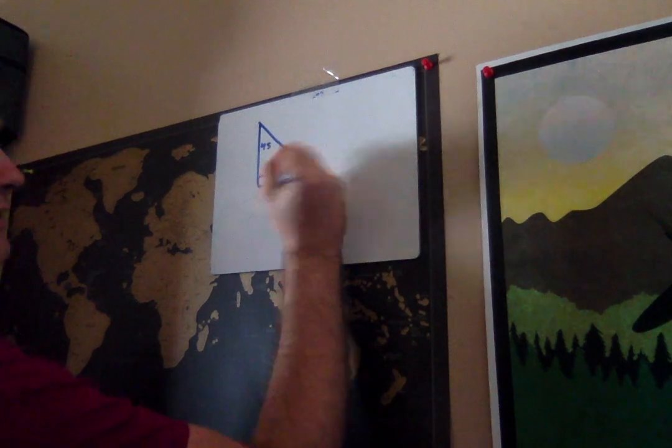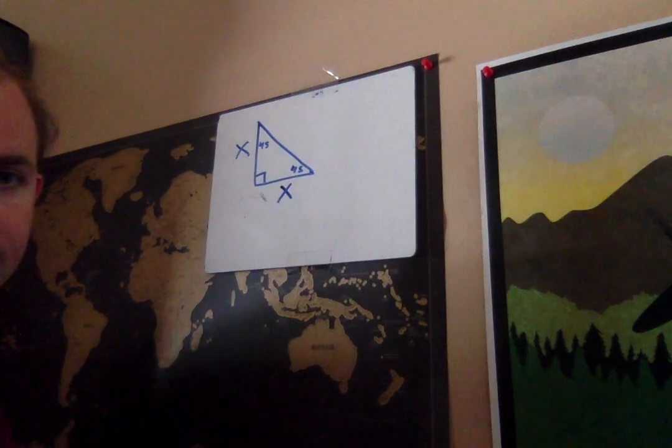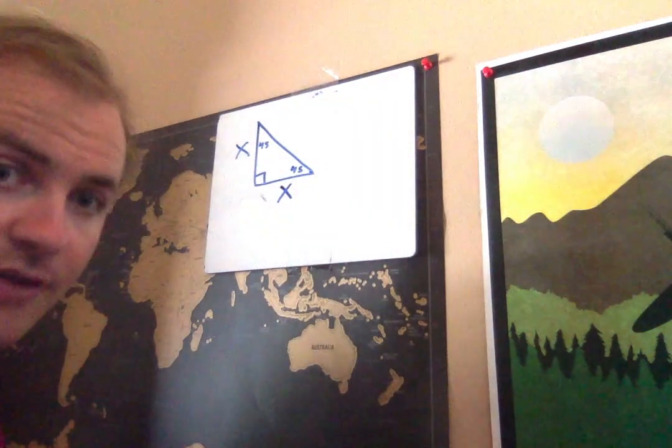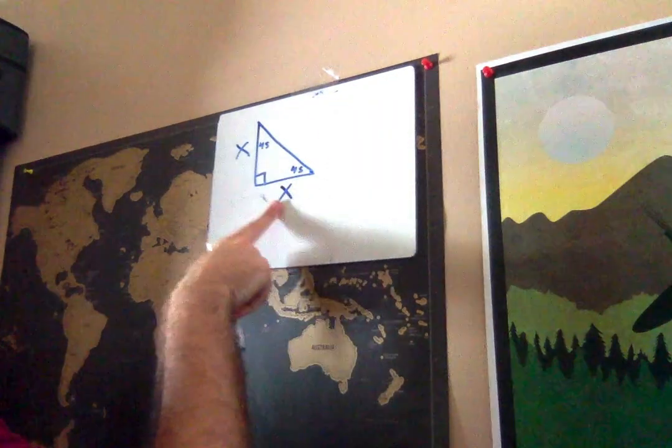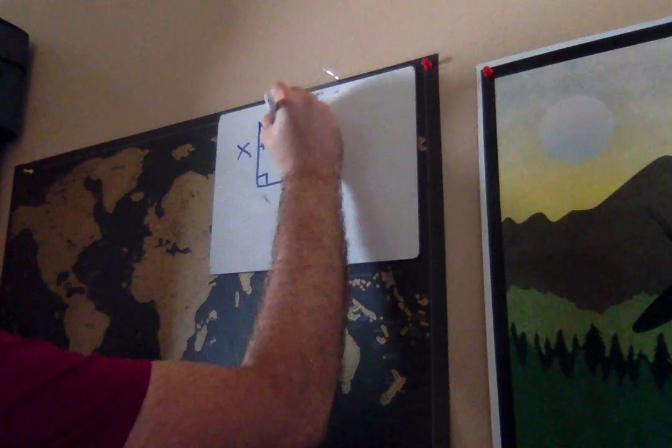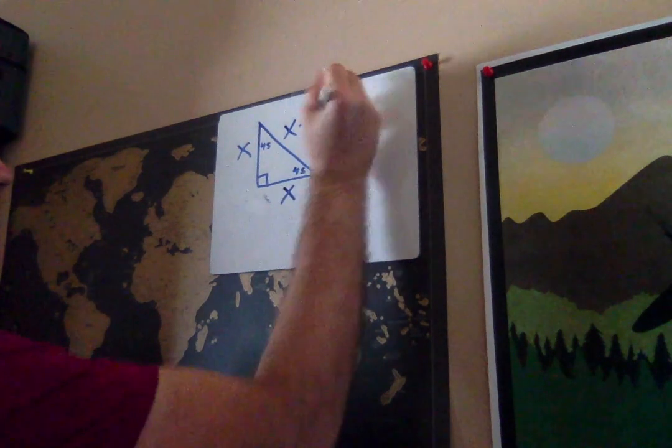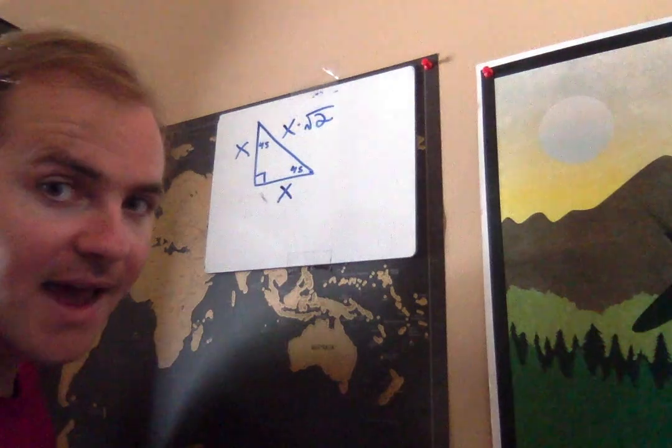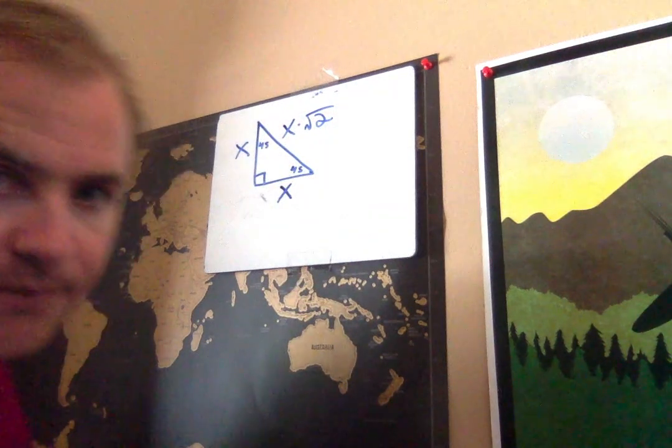Let's say that I have one of the sides, which we'll call x. Well, because it's isosceles, the other leg is also x, and to get from the leg to the hypotenuse, all I have to do is multiply that leg by rad 2. Period. End of story. Super, super simple.